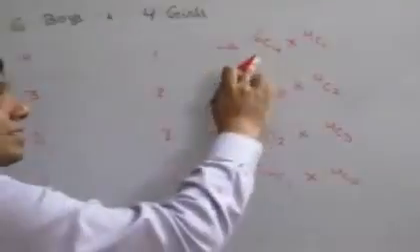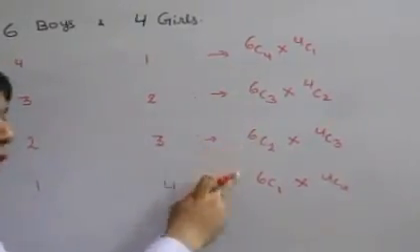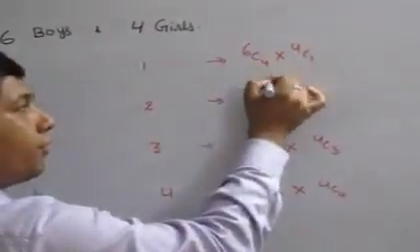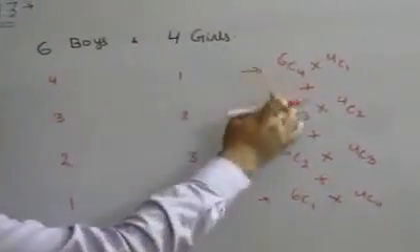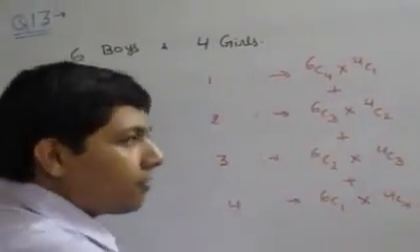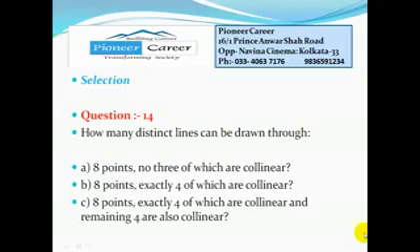Now, we will do either this selection or this or this or this. So our answer is the summation of these 4 values in this case. So this is our answer. We can calculate it and then we can find the answer. Next question is question number 14.